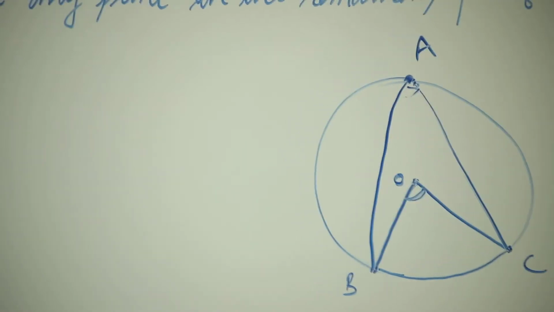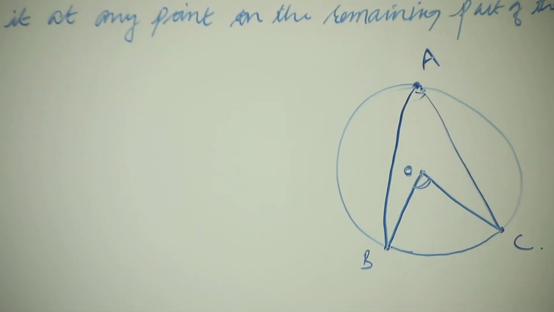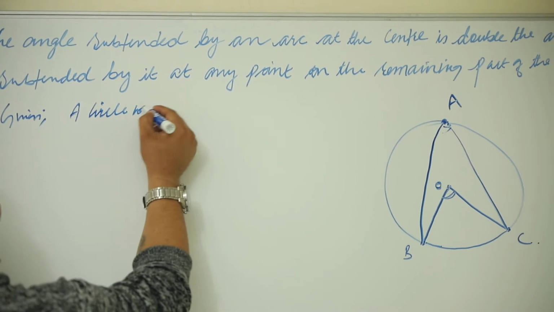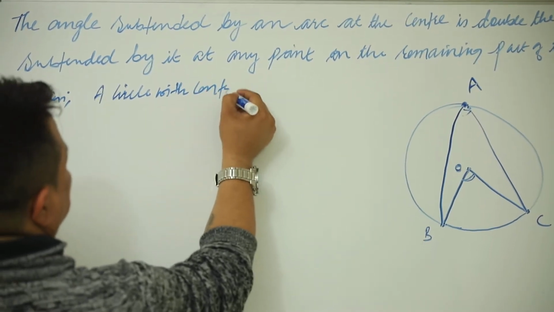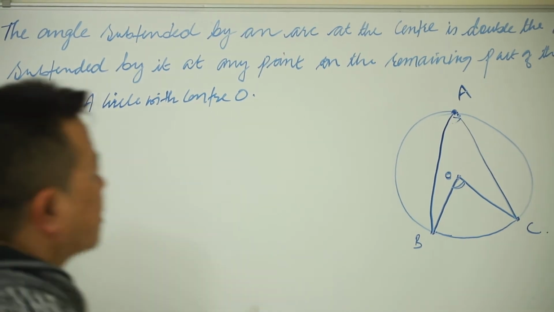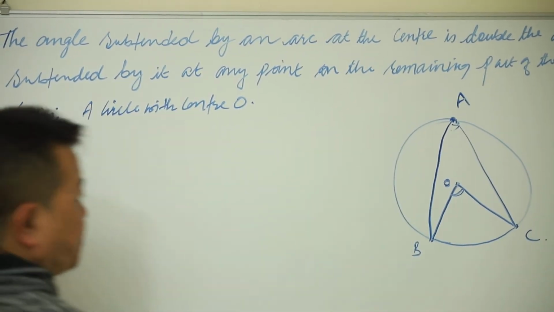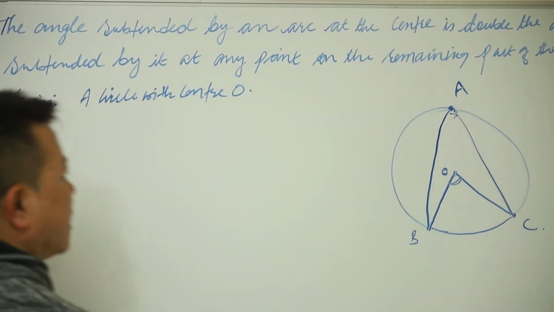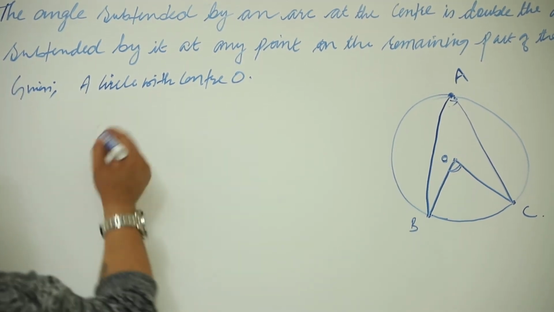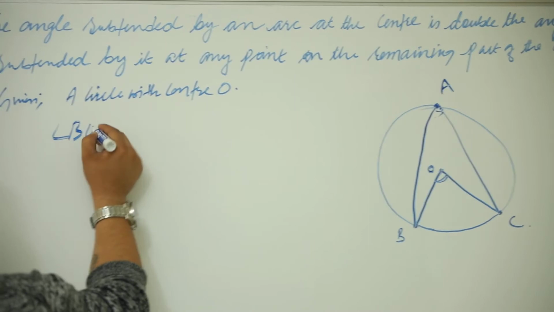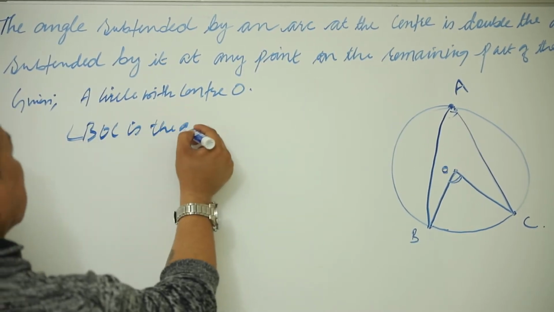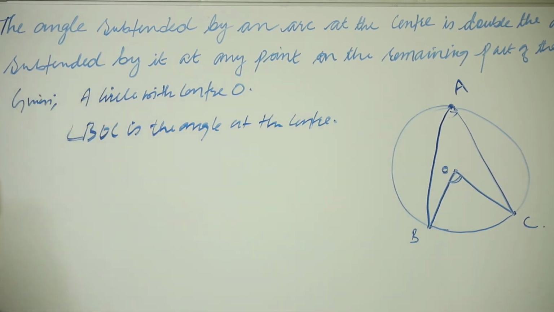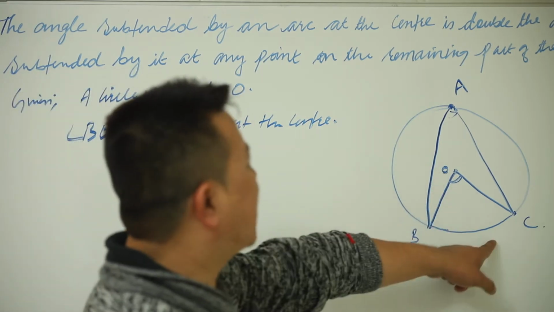So what do you have to write? Given a circle with center O. Now here a circle is given with center O, and angle BOC and angle BAC are two angles given. Angle BOC is the angle at the center. Now, if angle BOC is the angle at the center, what is angle BAC?